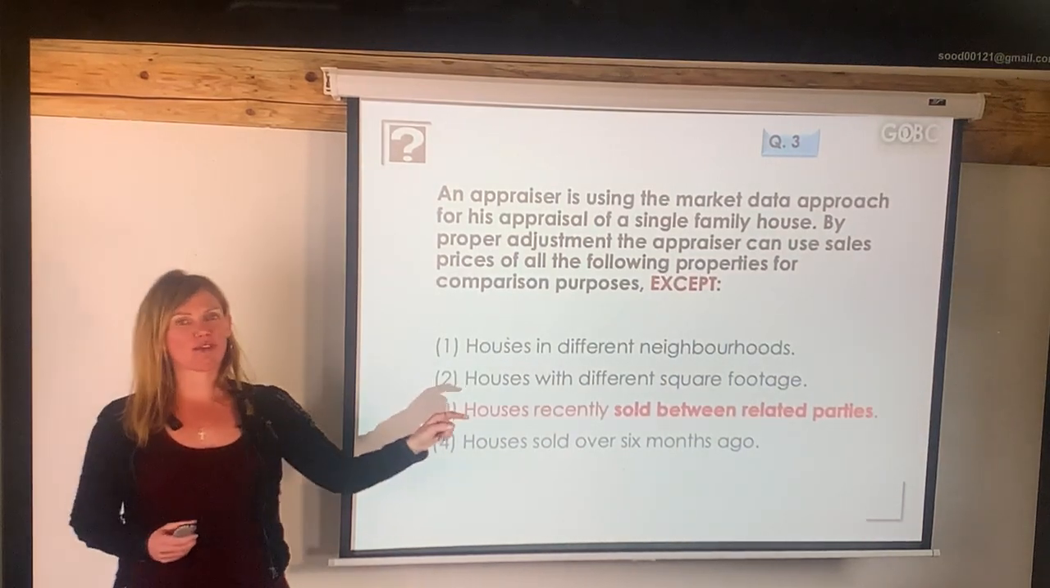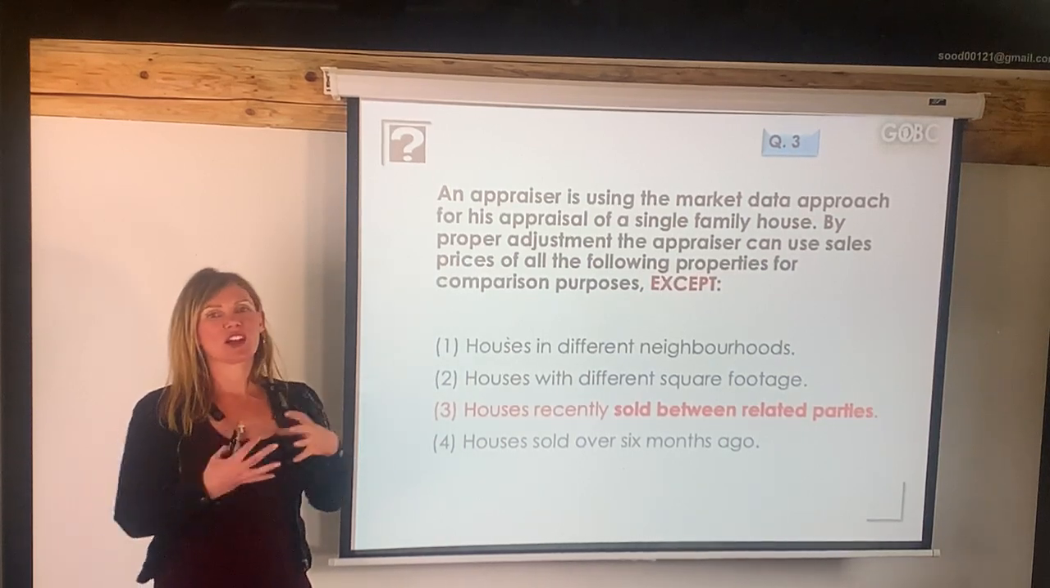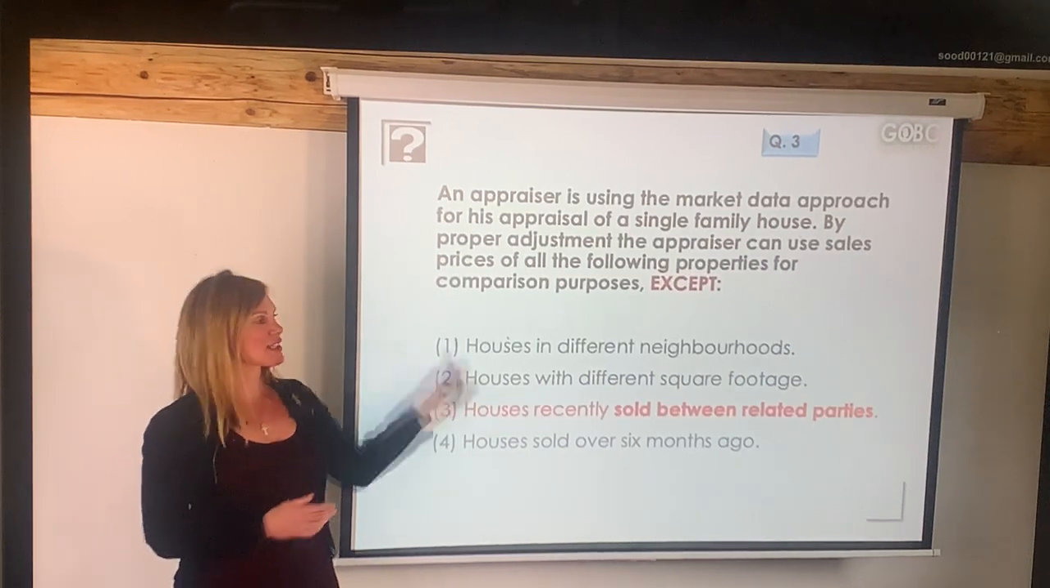So if I find a house that sold for way less, and I call him and ask, why did you sell for lower than most of the other houses go for? And he says, oh, that was between related parties. That was a mother and son transaction. Then I cannot use that as a comparable. Everything else I can use.